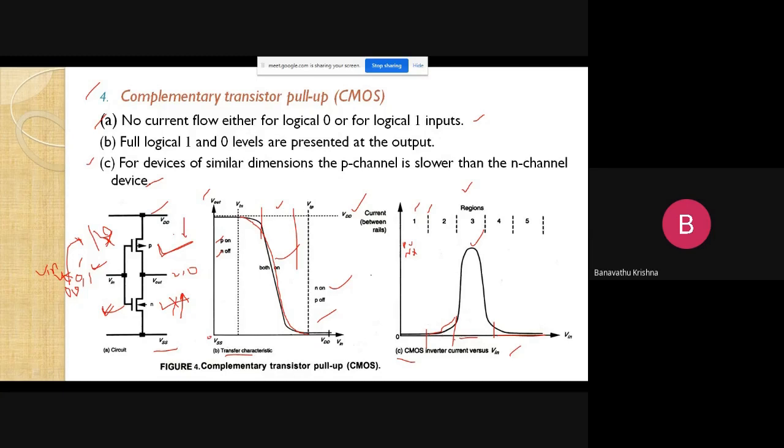If the applied input is 0, then we are getting the output response as 1. If the applied input is logic level 1, then we are getting the output response as logic 0. This is the current versus V input response of the CMOS inverter circuit, when we are using complementary devices as a pull-up transistor.